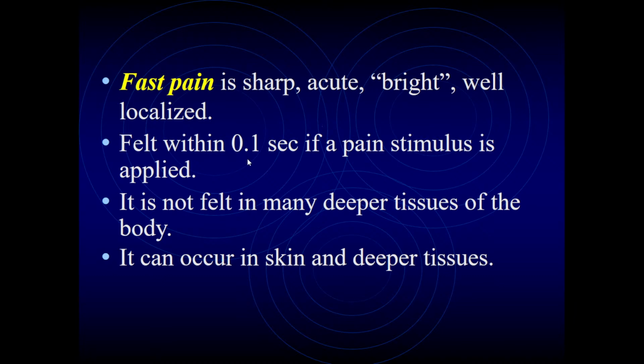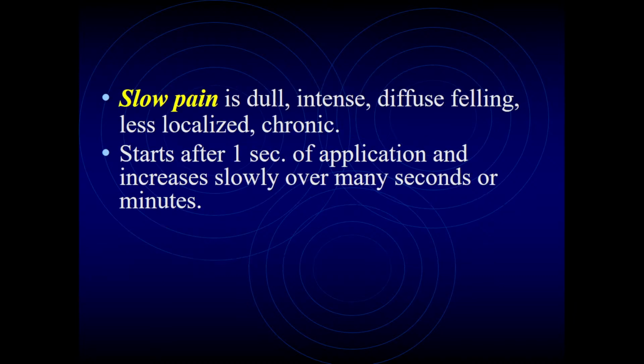It is felt within 0.1 second if a pain stimulus is applied. It is not felt in many deeper tissues of the body. It can occur in skin and deeper tissues. Slow pain is dull, intense, diffuse, less localized and chronic. It starts after 1 second of application and increases slowly over many seconds or minutes.